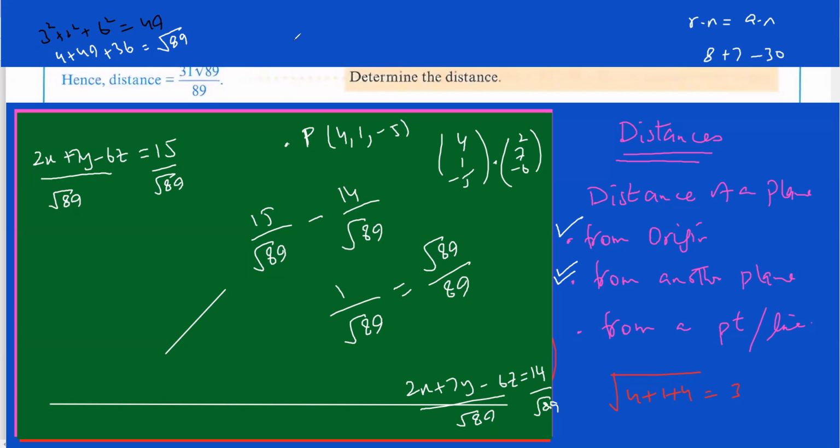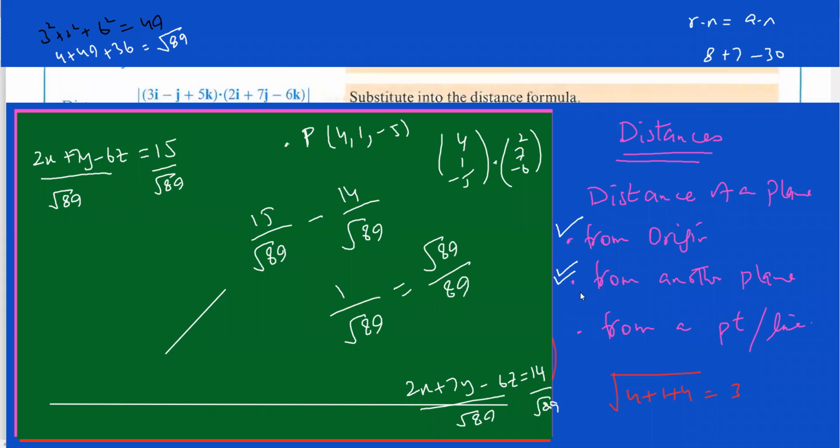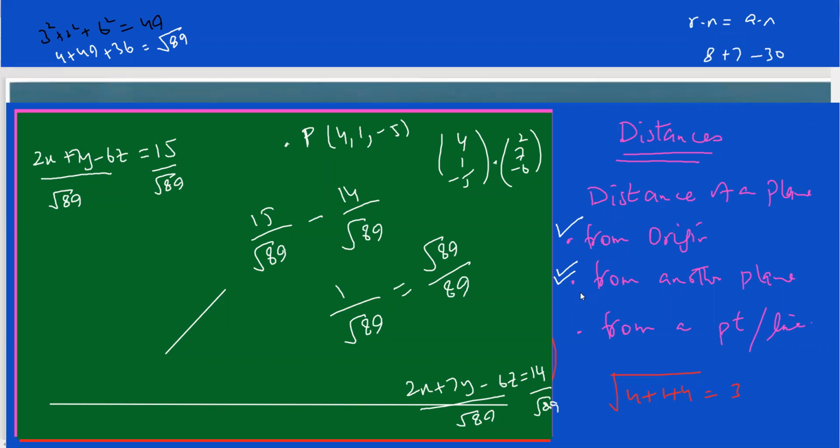Oh, the answer says the distance is 31 under root 89. Come on. Let's check our working. We have made a mistake here when I was finding the dot product. 8 plus 15 minus 30 is going to be, let's do that again. 4 2s are 8. Okay. Let me go back to this question here.